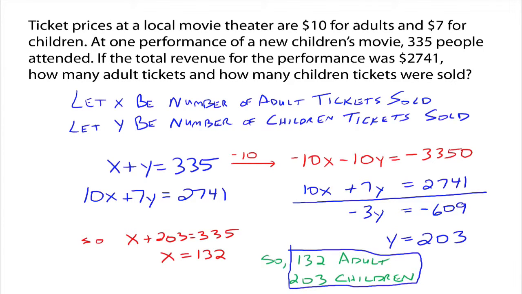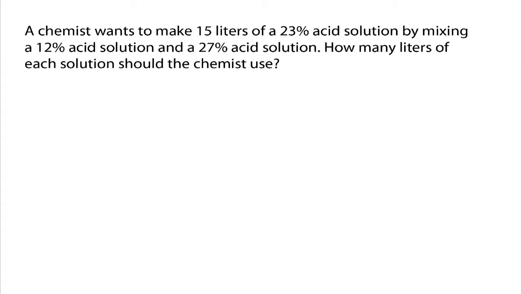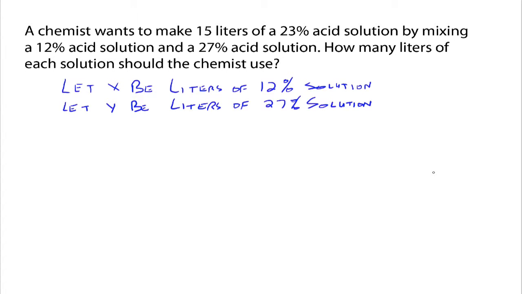All right, let's do one more. A chemist would like to make 15 liters of a 23% acid solution by mixing a 12% acid solution and a 27% acid solution. How many liters of each solution should the chemist use? Again, we set up our system by first defining our variables. Let x be the number of liters of 12% solution, and let y be the number of liters of the 27% solution.